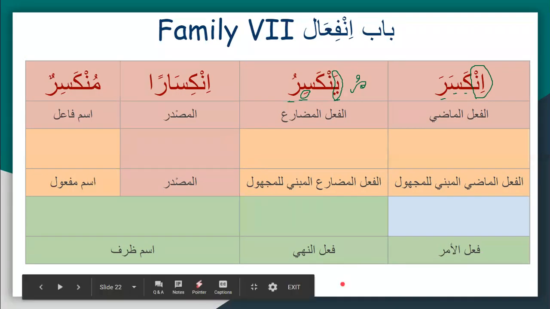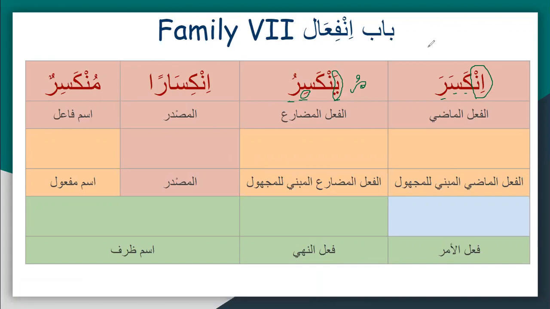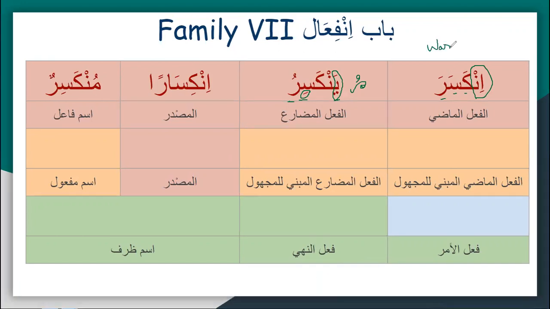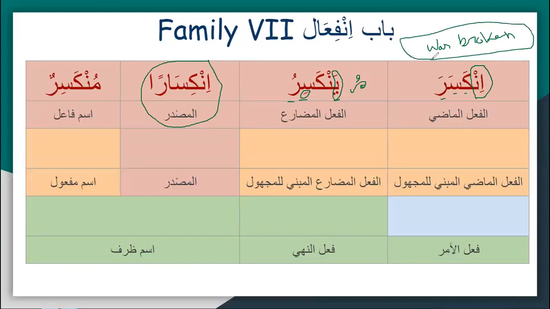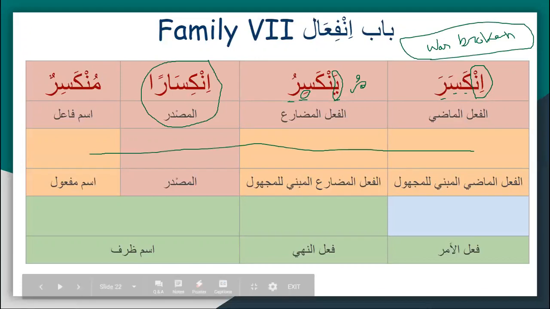Inkasara means was broken. Yankasiru means is broken. And inkisaran is the idea of breaking, actually being broken. So this is by itself a passive, like a lazim word, and that's why it doesn't have any passive group. The inkasara group doesn't have any passive line, so it's easy for you.